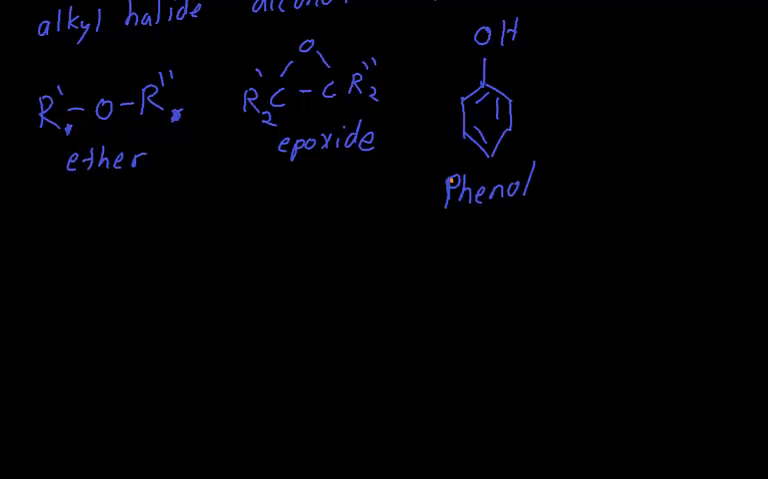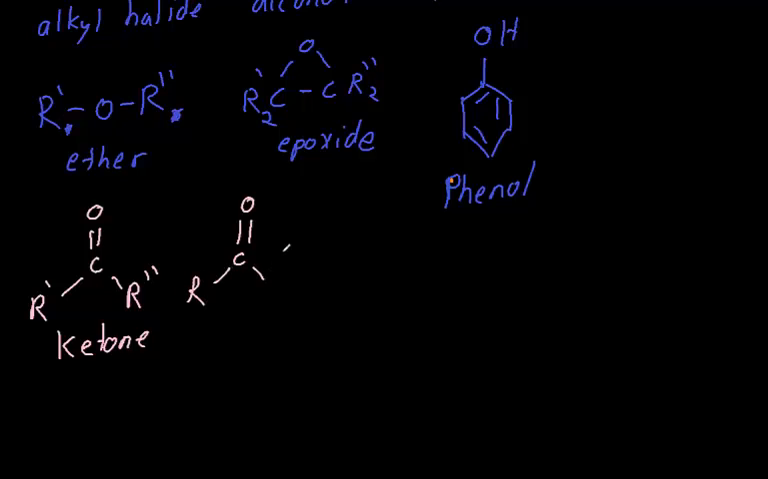Let's change our color. Then we have ketones, which are carbon double bonded to an oxygen with different R groups on each side. This is a ketone. Sorry, double prime, ketone. Then we have an aldehyde, where this is an R group, and then this is a hydrogen. Aldehyde.